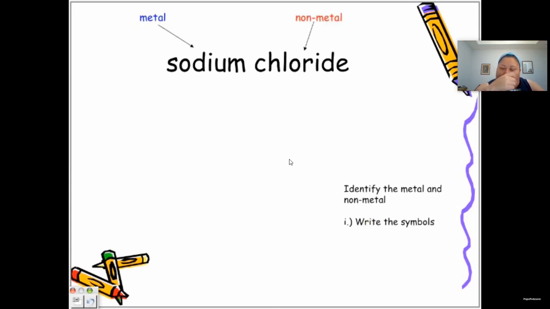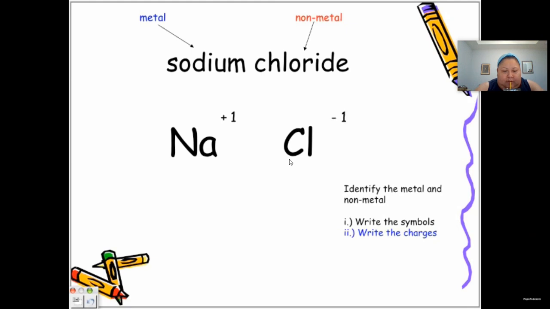So now we go into what I like to call the 5-step crossover rule. The first step says, write the symbol. So what's the symbol for sodium? Na. What's the symbol for chloride? Cl. Next step says, write the charges. So if we refer to our periodic table, we'll notice that sodium has a +1 charge and chloride has a -1 charge. Step 3 of the crossover rule is pretty much where the name comes from.